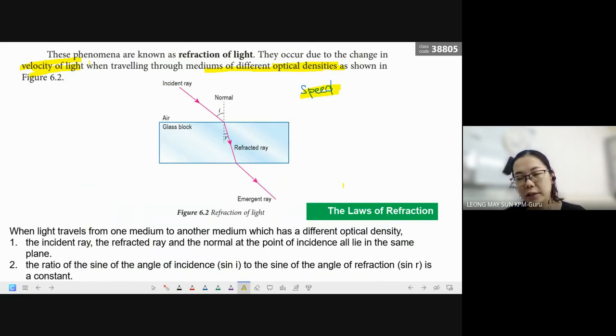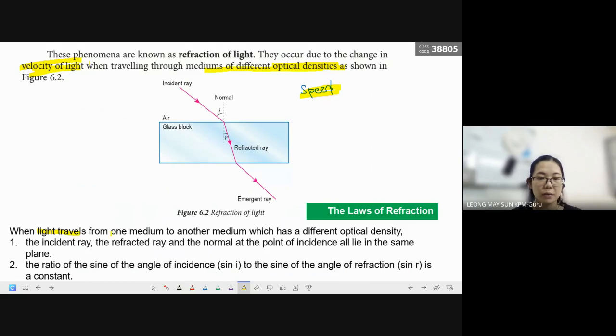Now, refraction obeys the law of refraction. Even though the law of refraction was not introduced in the wave chapter, it is introduced in the light chapter, and I remember you learned this in a lower form as well. The laws of refraction have two statements.